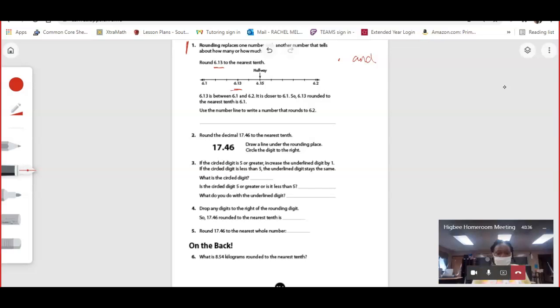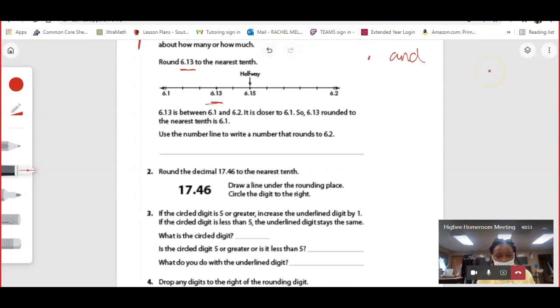6 and 2/10. Why do you think that? Because it's like 2 is 1 above 1. It's bigger than 1. Okay, so let me see if I can make this bigger.